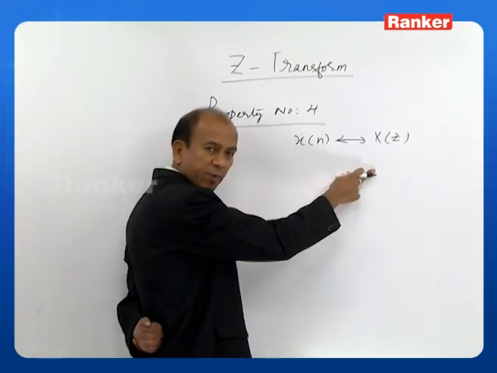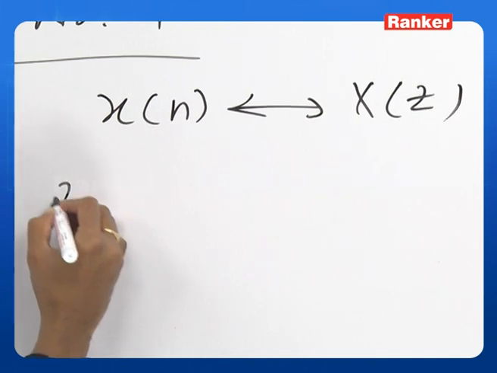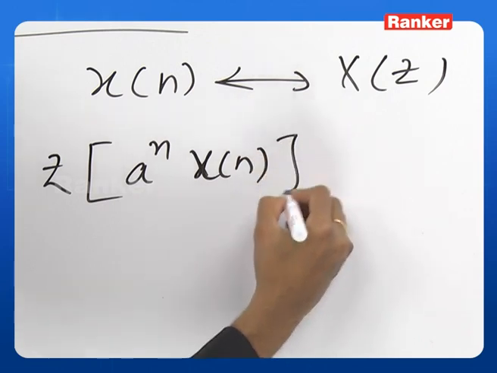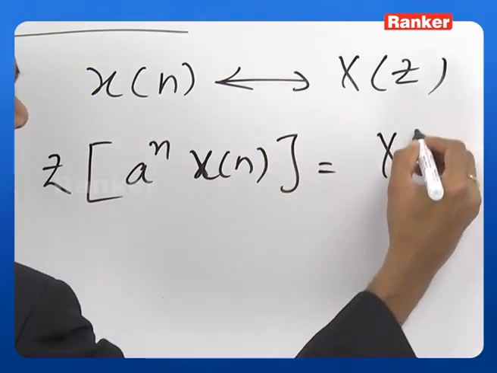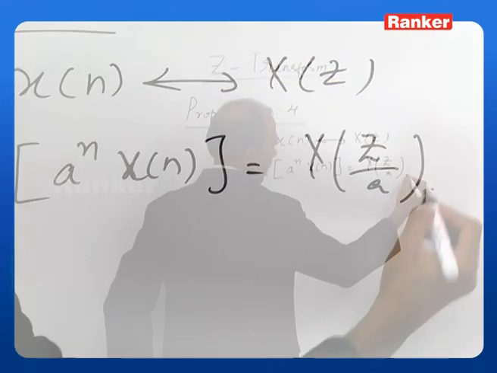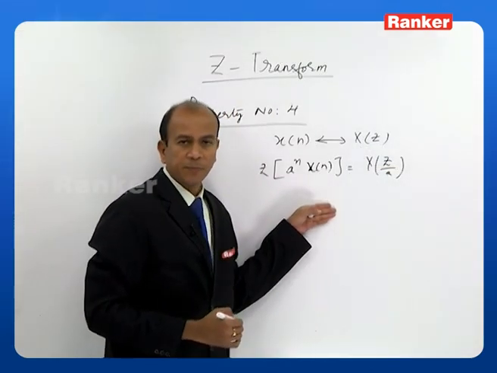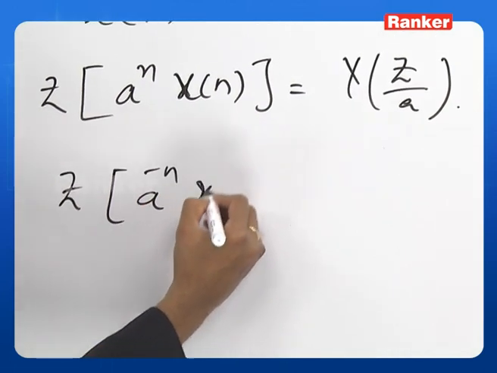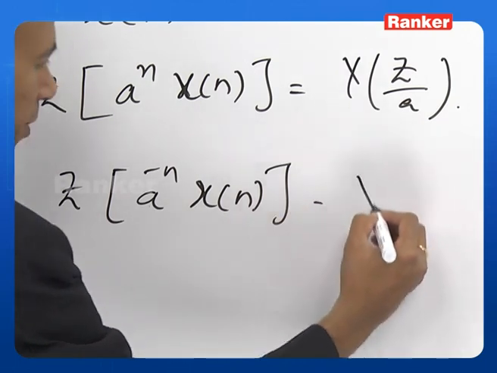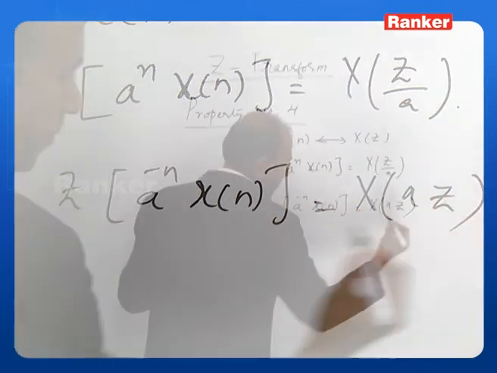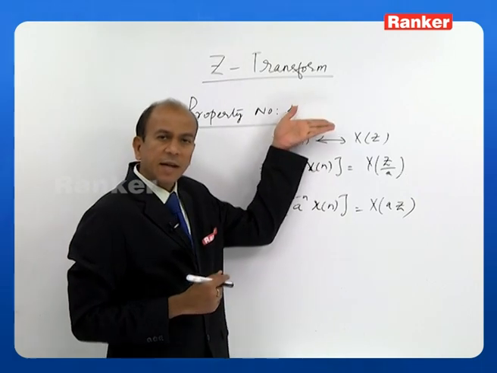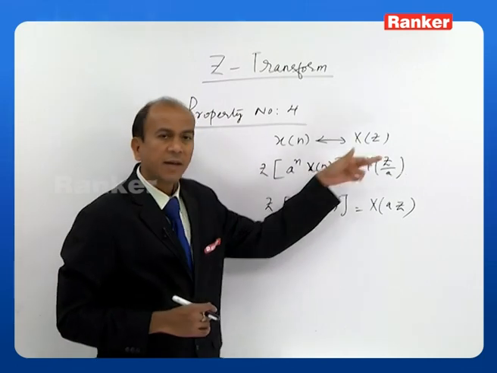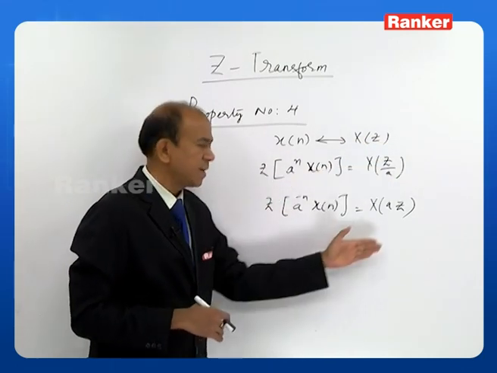x of n is having a z transform x of z. So, z of a to the power of n, x of n will have a z transform which is equal to x of z by a. That is the property. Similarly, if this is a to the power of minus n, x of n, then this will be equal to x of az. This is called as the time scaling property. I repeat, this is called as scaling property. a to the power of n, z by a; a to the power of minus n, az.